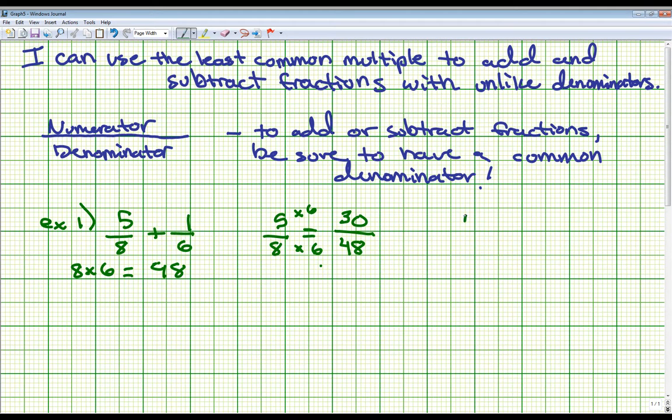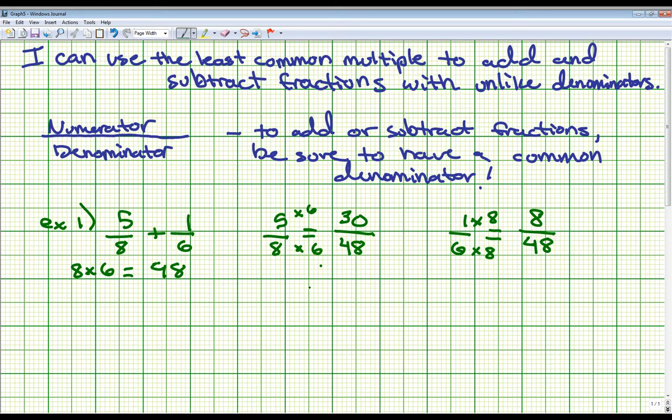Now we'll do the same thing with 1/6. 1/6 is going to turn into something over 48. So what did I do to the 6 to get to 48? I multiplied it by 8 to get to 48. So I multiply this by 8 on the bottom, and I have to do the same thing to the top. 1 times 8 would be 8. So 1/6 in our original question becomes 8 over 48.